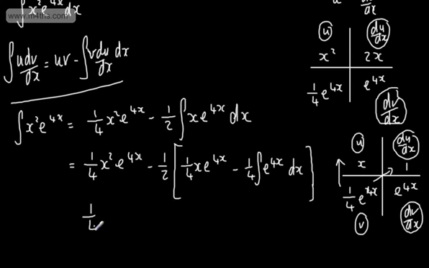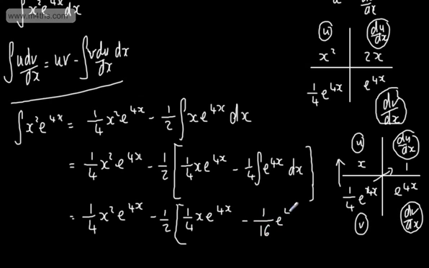So let's go ahead, let's rewrite this, and we're going to have now 1/4 x squared e to the 4x minus 1/2. Now this part can stay. We're going to have 1 over 4 x e to the 4x. Now I'm going to integrate this right here. The integral of e to the 4x is 1 over 4 e to the 4x. So this is going to be minus 1 over 16 e to the 4x plus a constant of integration. So I've just gone ahead now and integrated this.